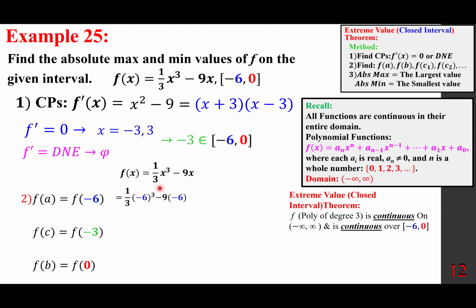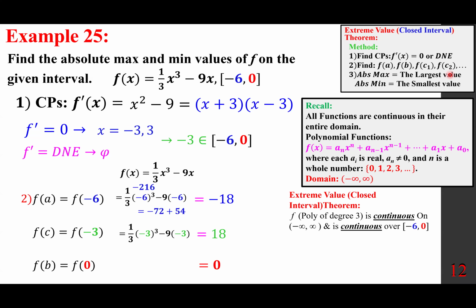When you cube it, negative 216 times 1/3, you're going to divide by 3, you get minus 72. This is plus 54. They add up to negative 18. Let's plug in negative 3. This is negative 3 cubed, negative 27 divided by 3 is negative 9, plus 27 is 18. And if you plug in 0, obviously you get 0.